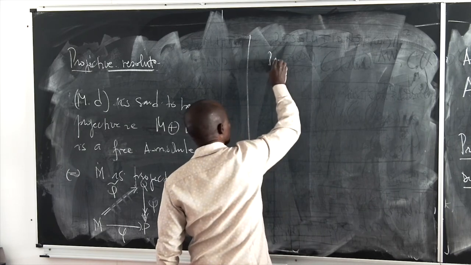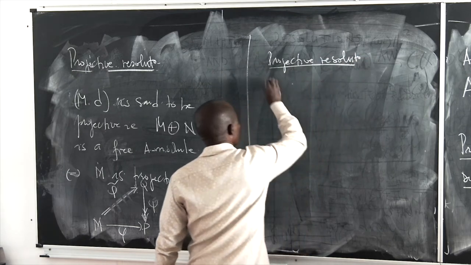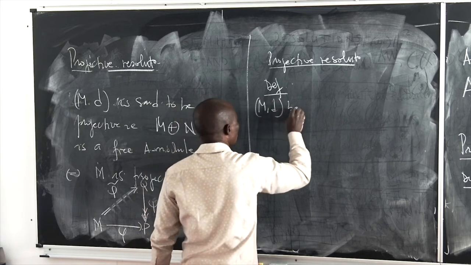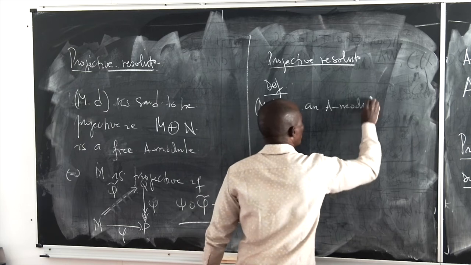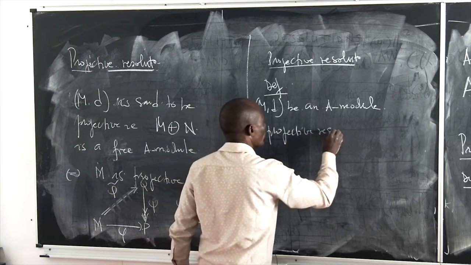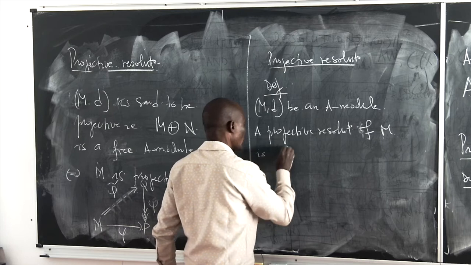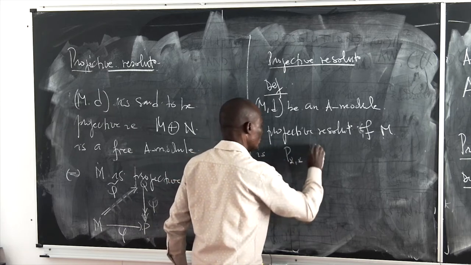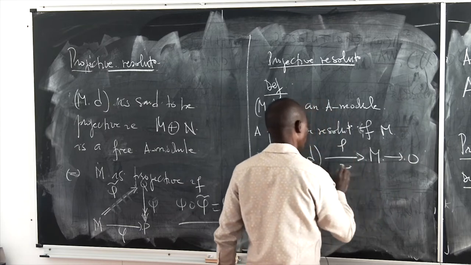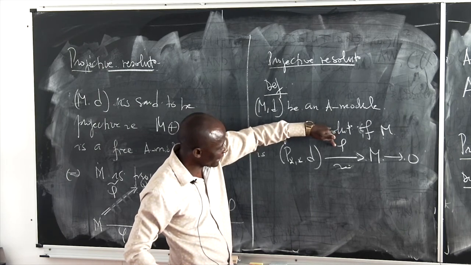Projective resolution, definition. Okay, let M be an A module. A projective resolution of M is just the complex together with an isomorphism... sorry, this map is not an isomorphism, it's a quasi isomorphism. So psi.